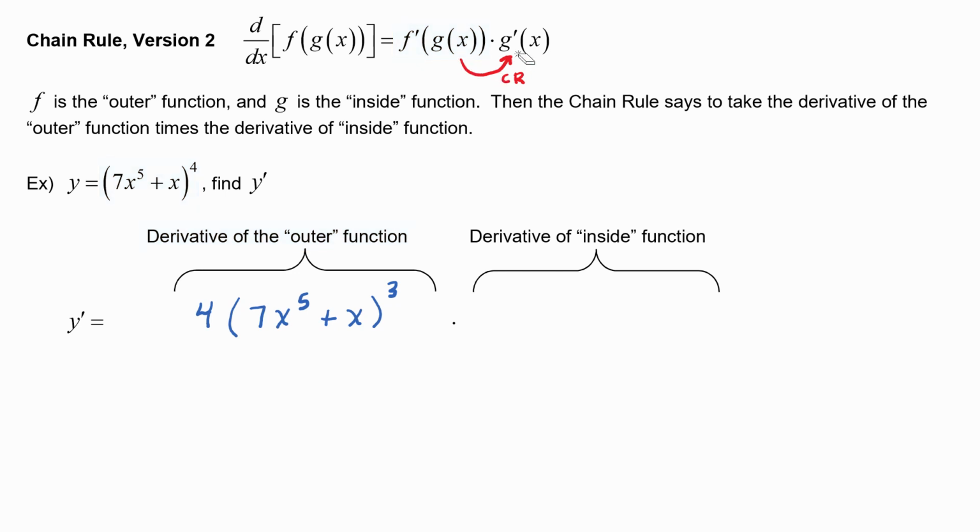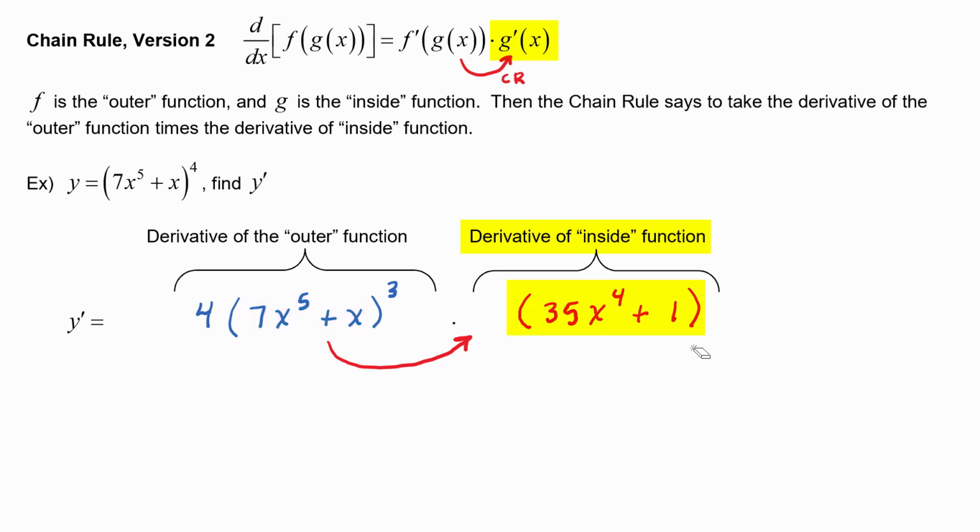Then the chain rule piece says you then have to take it times the derivative of what's inside. So then what's inside is 7x to the 5th plus x. We have to take that derivative, and that's going to be, using the power rule, we will get 35x to the 4th plus the derivative of x, which is 1. And this is g prime of x.